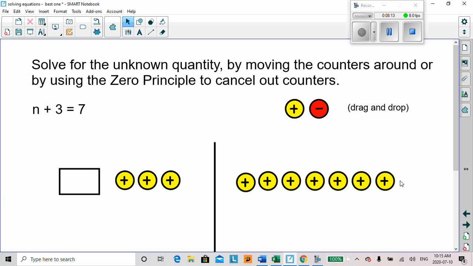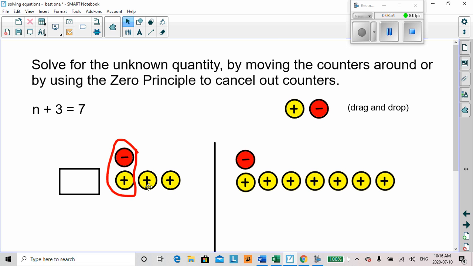So what we're going to do is use the zero principle to cancel things out. If I take and put a negative 1 with this, that made 0. So this is good. I want this side here to be just the box, and this side on the right to be just the counters. So I just added a negative 1 here to make this equal 0. So to keep things balanced, I have to add a negative 1 to this side.